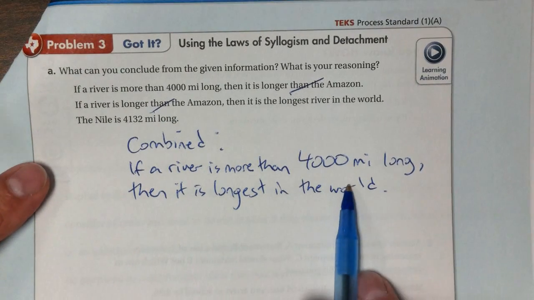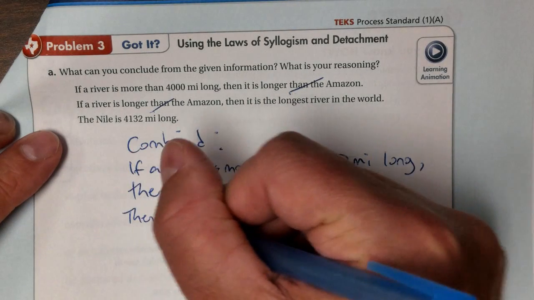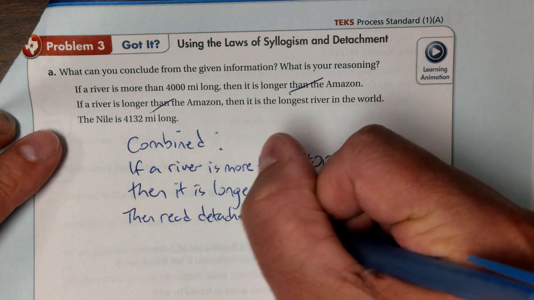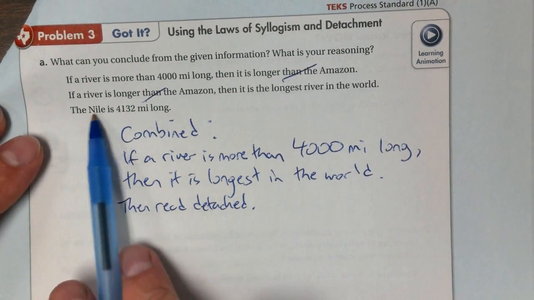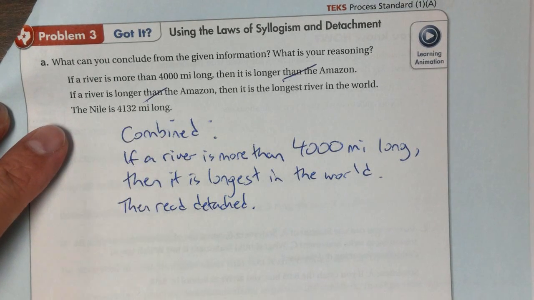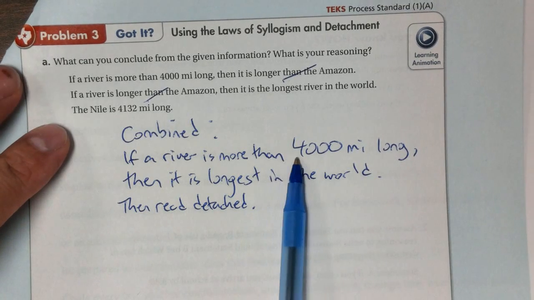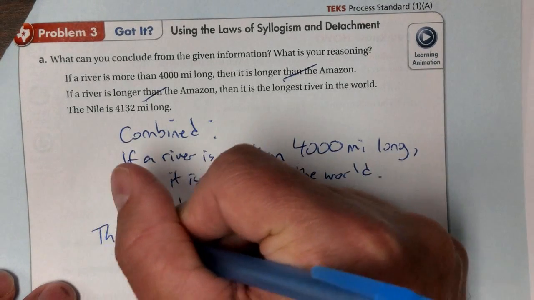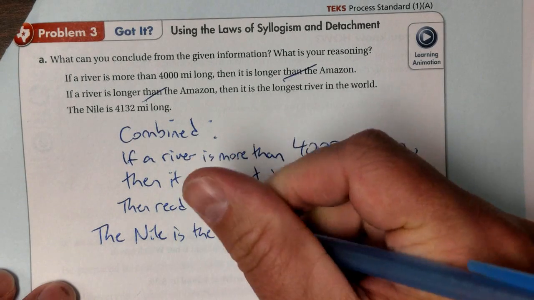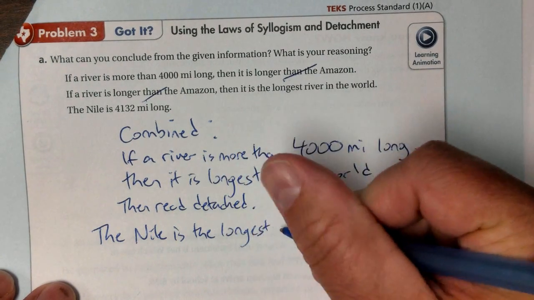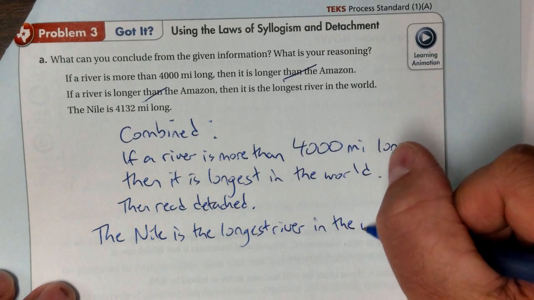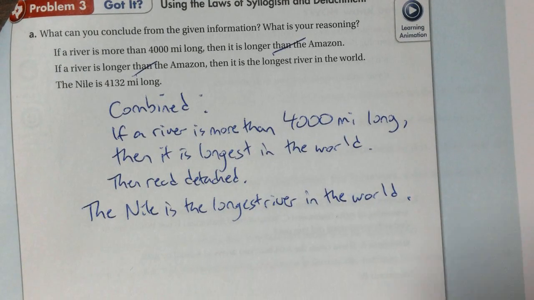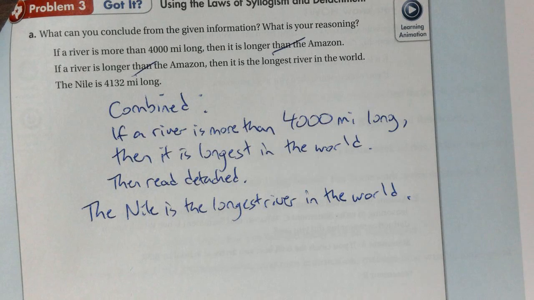Now you take your combined sentence and then read your detached, and see if it matches. Okay, so it says the Nile is 4,132 miles long, which is bigger than this. And so we can now say the Nile is the longest river in the world. Any questions about that?